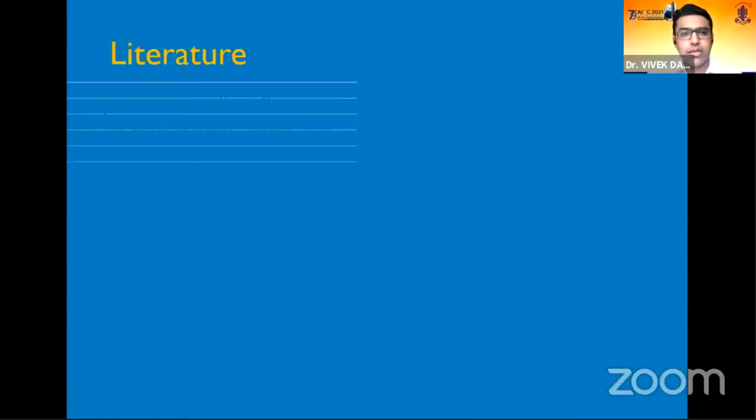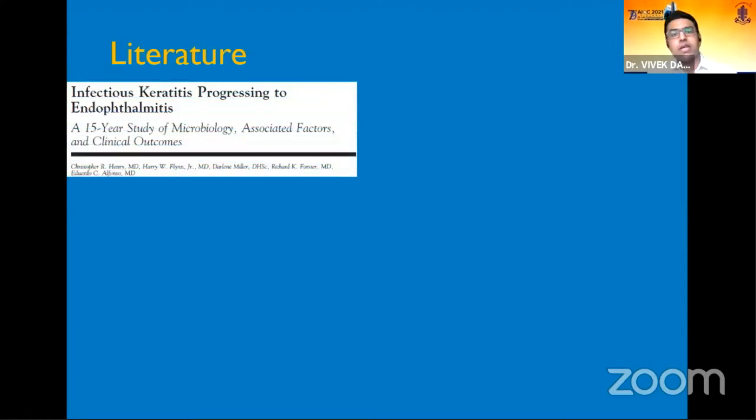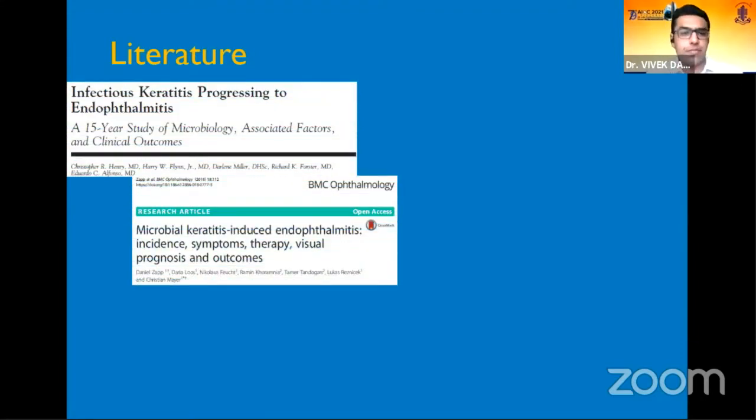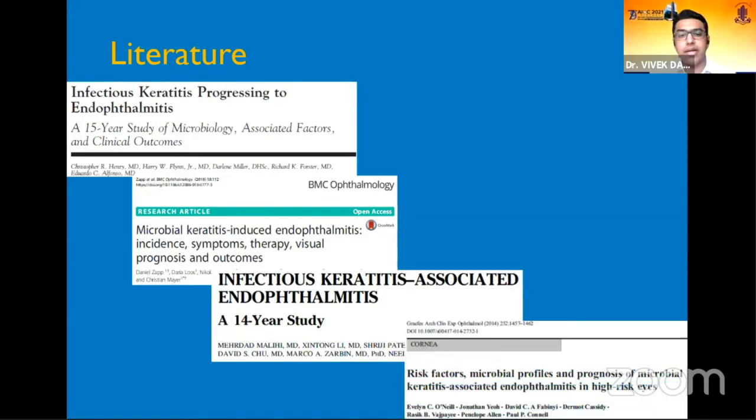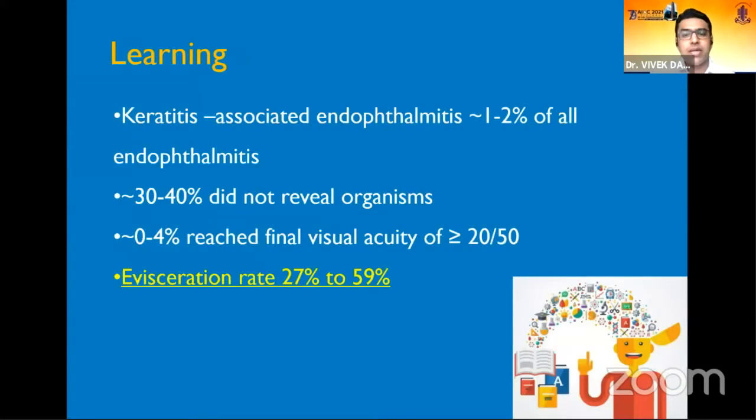If we look at literature with respect to infectious keratitis and endophthalmitis, be it infectious keratitis progressing to endophthalmitis or a concurrent keratitis and endophthalmitis, there is a lot of literature. If we summarize the key take-home points, keratitis-associated endophthalmitis forms a relatively small subset in practice around the world. But in the Indian or subcontinental scenario, it is much more common in our clinic as compared to the Western world. 30 to 40% of them do not reveal any organism.